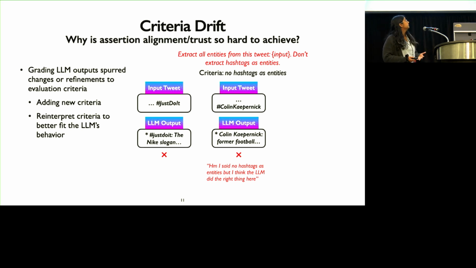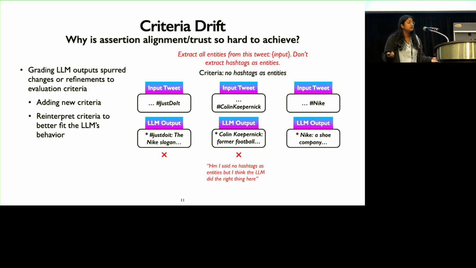And then they thought, I said no hashtags as entities, but I think the LLM might have done the right thing here. And once they see this occur more and more, they actually want to change the criteria to be, for example, no pound sign instead of no hashtag. They would go back and change their grades and then hope that EvalGen just magically found this assertion for an entirely different criterion. So this is very interesting.